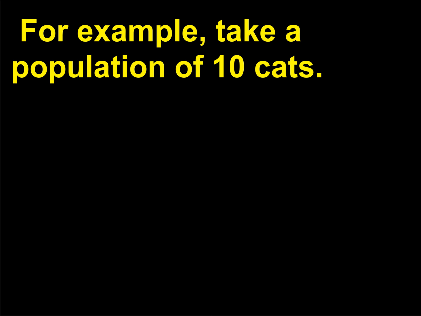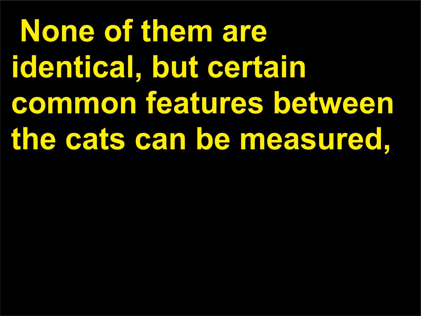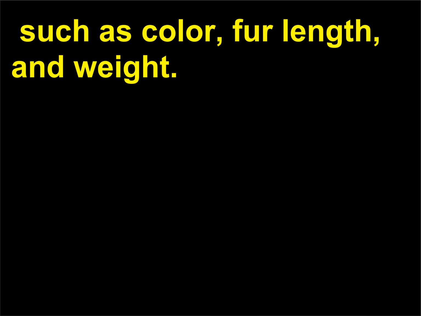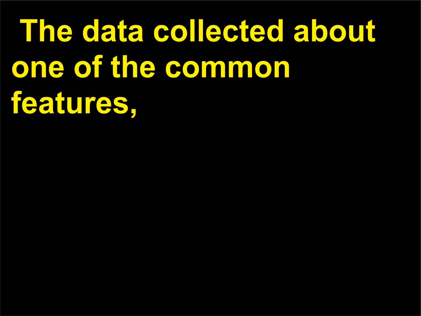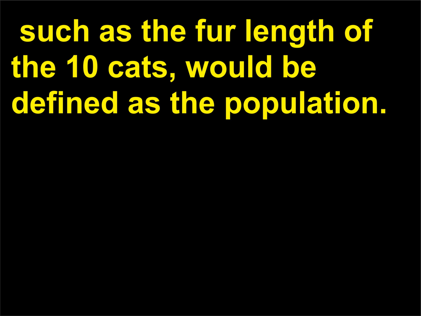For example, take a population of 10 cats. None of them are identical, but certain common features between the cats can be measured, such as color, fur length, and weight. The data collected about one of the common features, such as the fur length of the 10 cats, would be defined as the population.